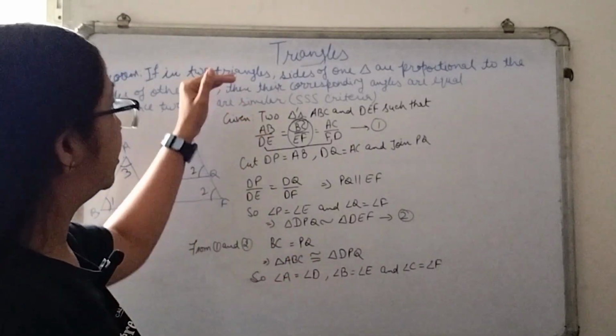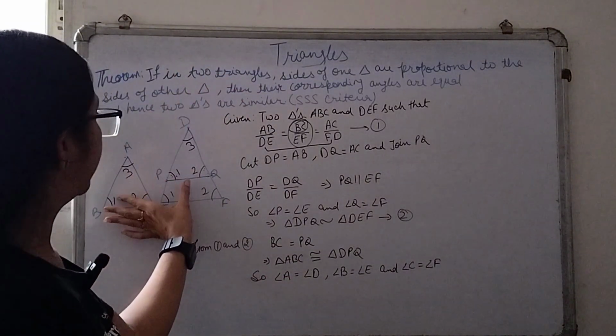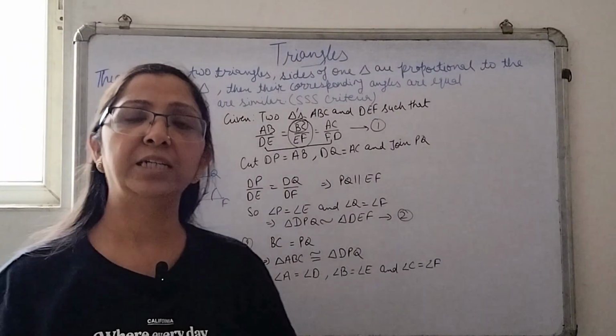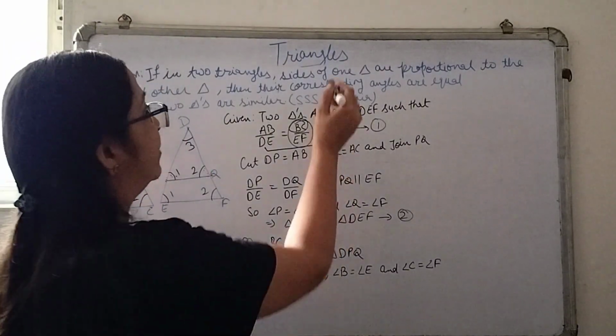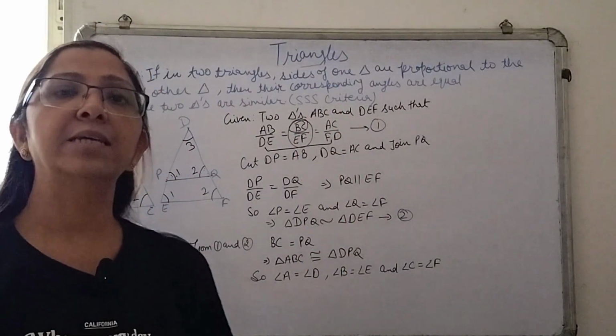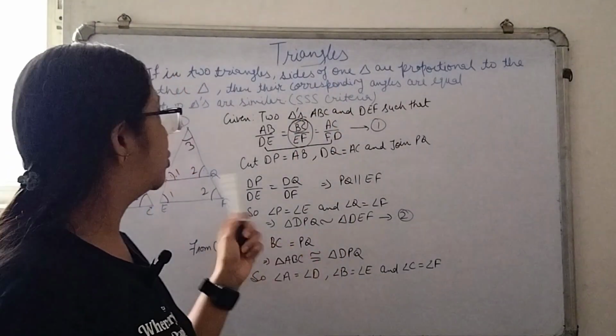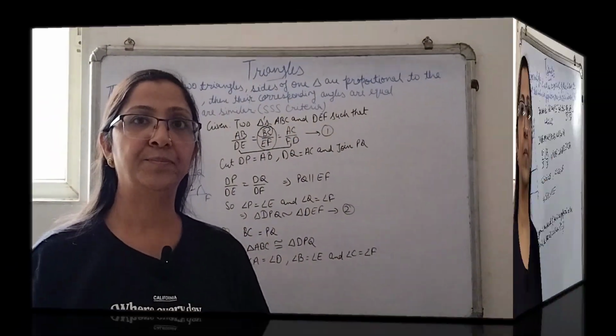That simply means if it is given that the ratio of the sides of two triangles is equal, then we need not prove the angles to be equal. Directly we can interpret that by SSS similarity, the two triangles are similar.